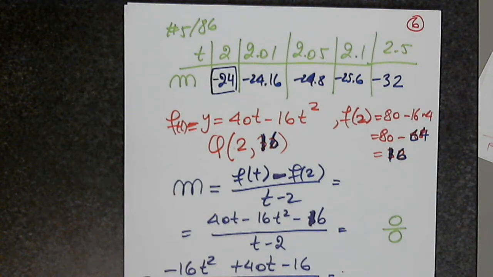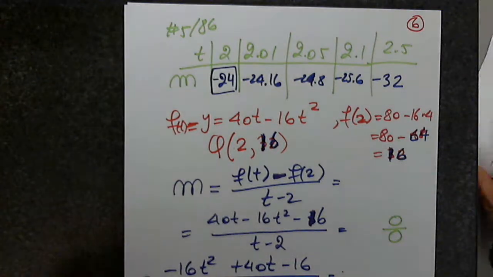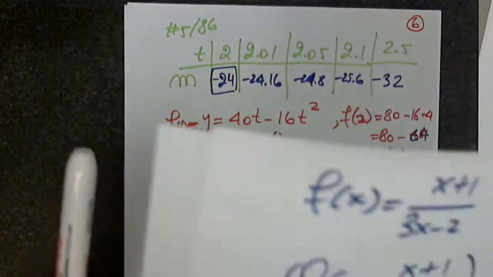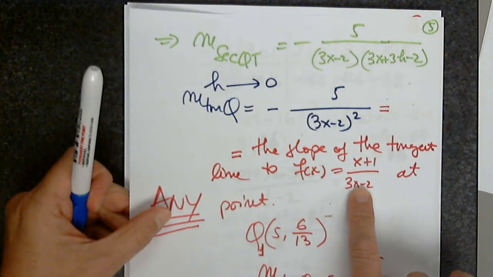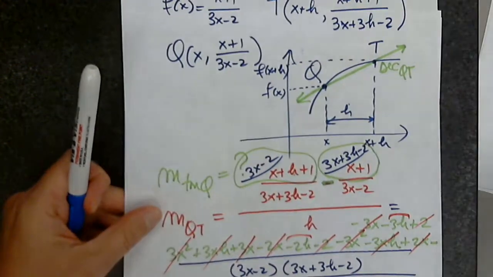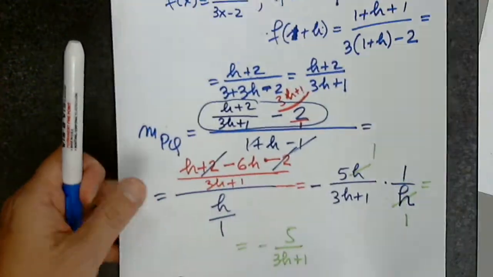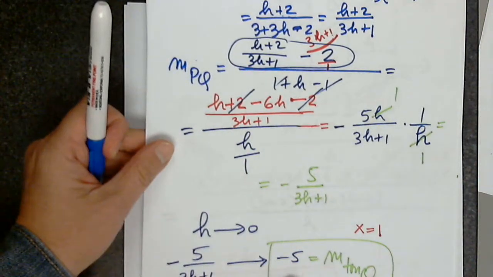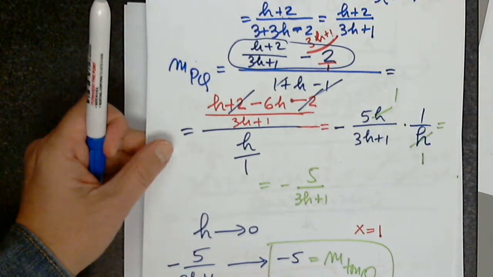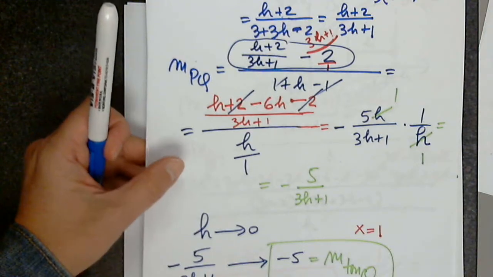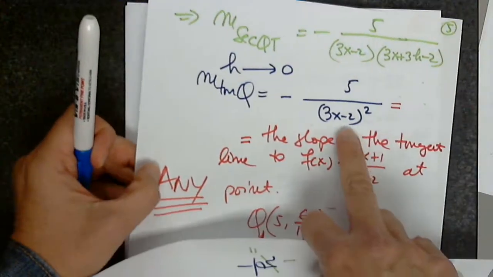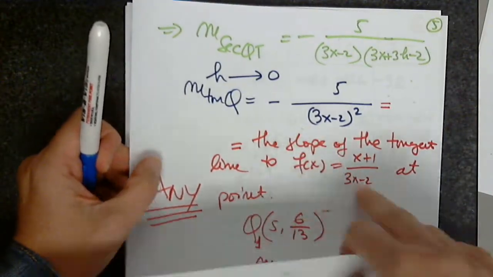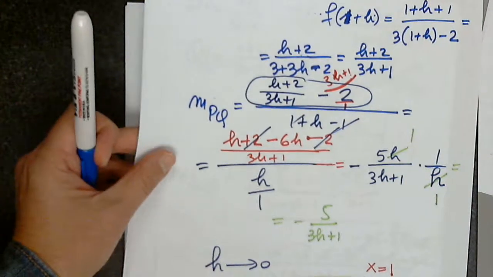Negative 24. Why? Because of the same reason. When we plugged in this expression, 1, we got negative 5. That's why I always create the function, and I recommend you create the function. So remember, we determined negative 5 before we determined this expression. And then I said, okay, let's plug in 1 here and see what we get. And we did get negative 5.